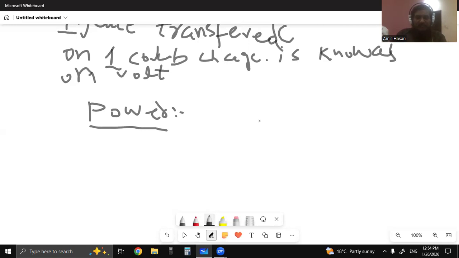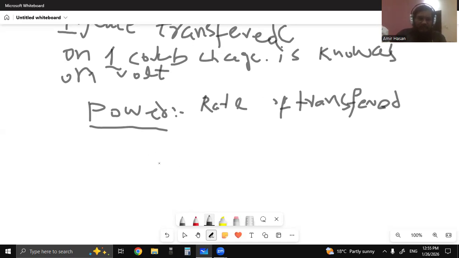Now the definition is the same for both powers, but here the work is electrical work, okay? We say a rate of transfer of energy. Simply we say power is the rate of transfer of energy, or energy per unit time. Rate of transfer of energy is known as power. Rate of transfer of energy means energy per unit time.